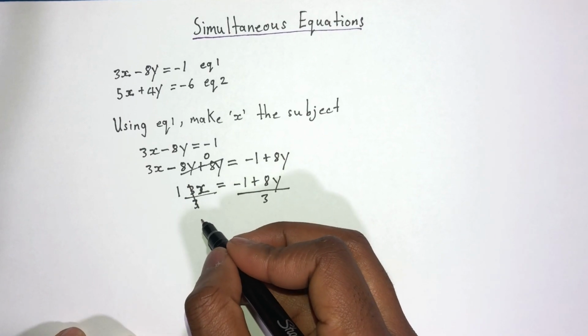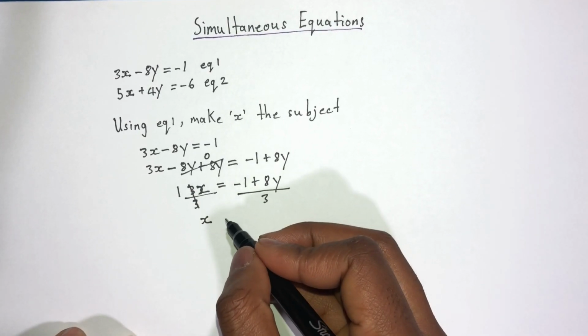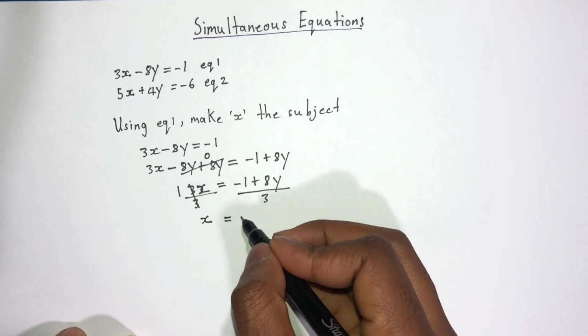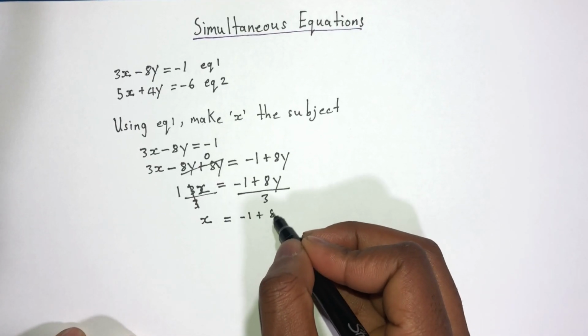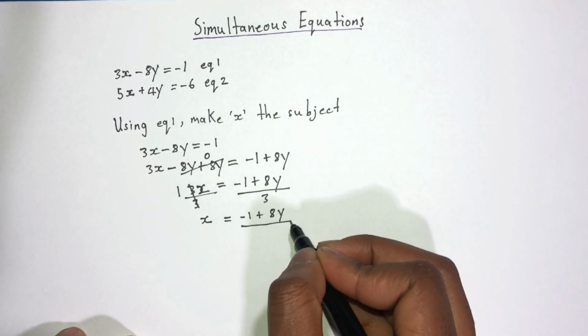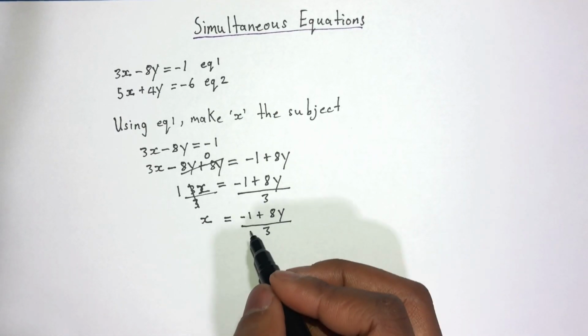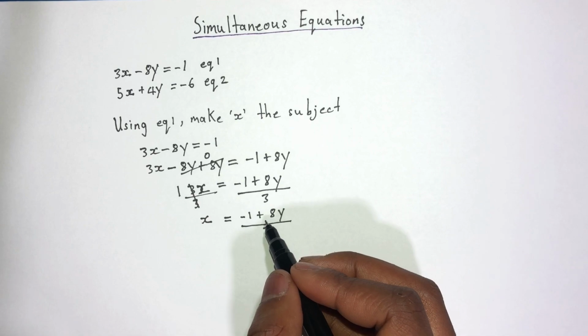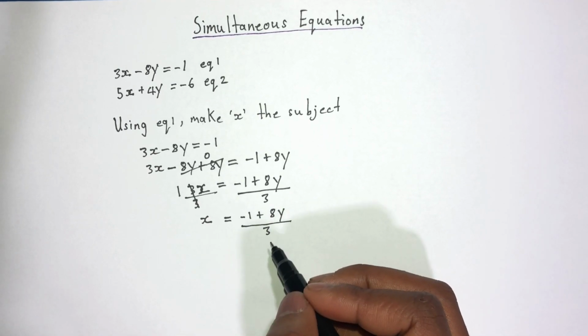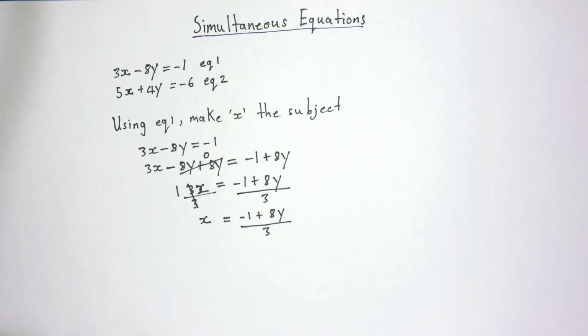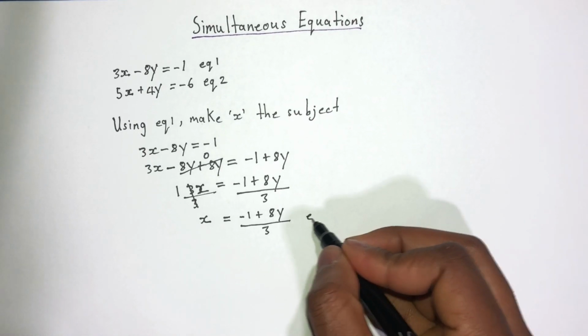One times x gives us x. Good. So our x is equal to -1 plus 8y all over 3. And we're going to call this our equation 3.